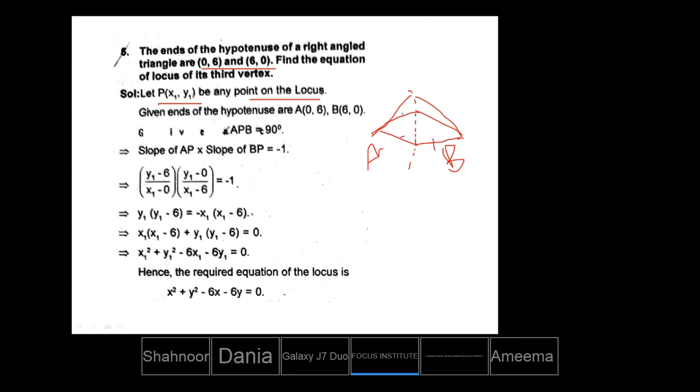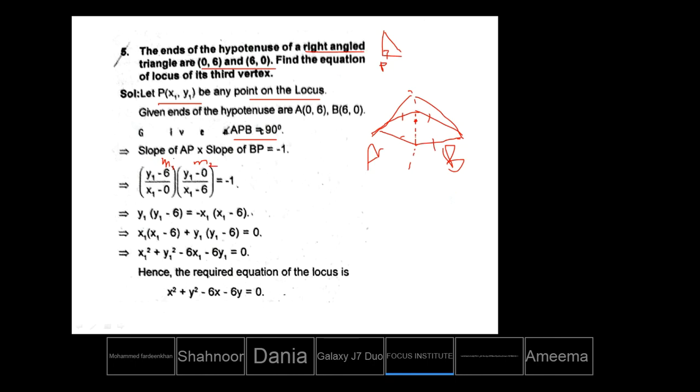So it is called locus. Let P be any point, it could be any point on this locus. Let this be (x1, y1). If these two are perpendicular, it is a right angle triangle, so it will subtend 90 degrees at P. So slope m1 into m2, this is your m1, this is your m2, will be equal to minus 1.